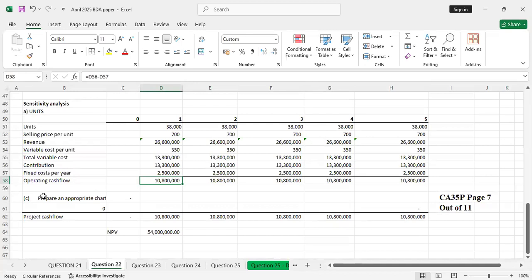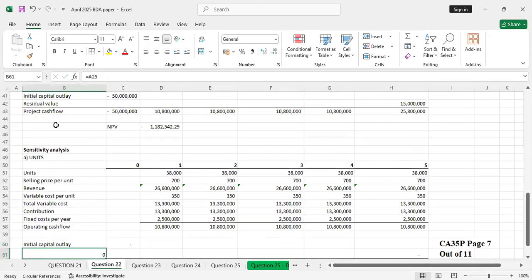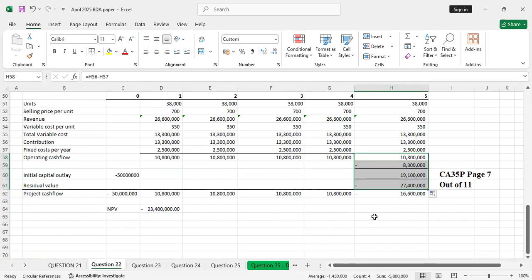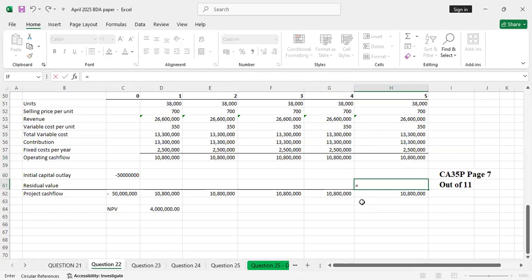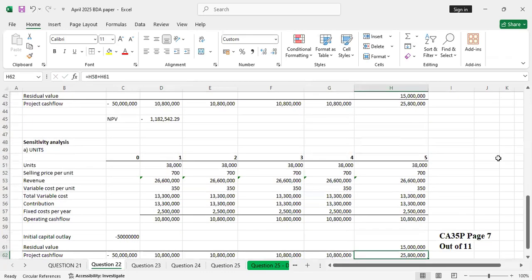Then here, what did we have? We had the initial cash outlay, capital outlay, and from here you can drag, and that value will appear automatically there. Then I can also drag what was down here, the residual value. Sorry, it will double copy. So for here, I'll just copy direct the residual value, which was 15 million.